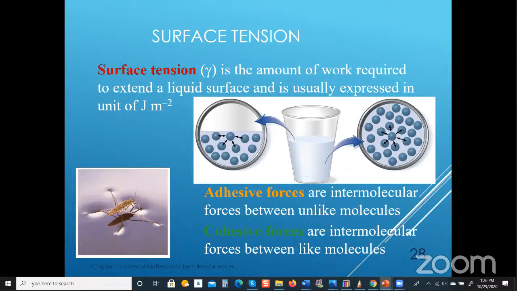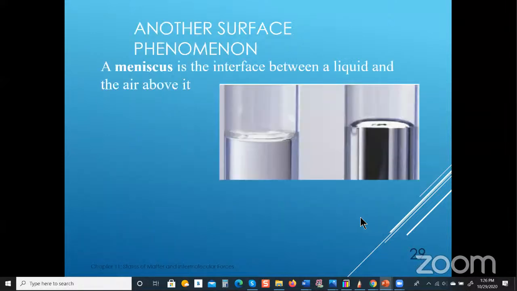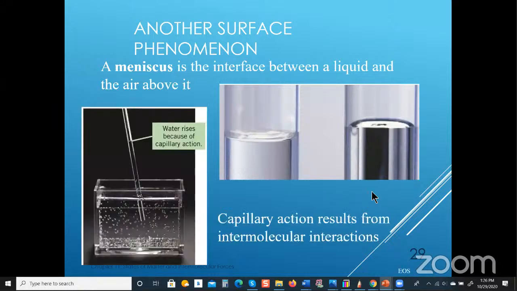Those forces are called cohesive forces. And this will lead us into a discussion of another observation, and that is the formation of a meniscus at the surface of a water, and also capillary action. But let me talk about the meniscus formation first. So the meniscus, by definition, is the interface between a liquid and the air above it.